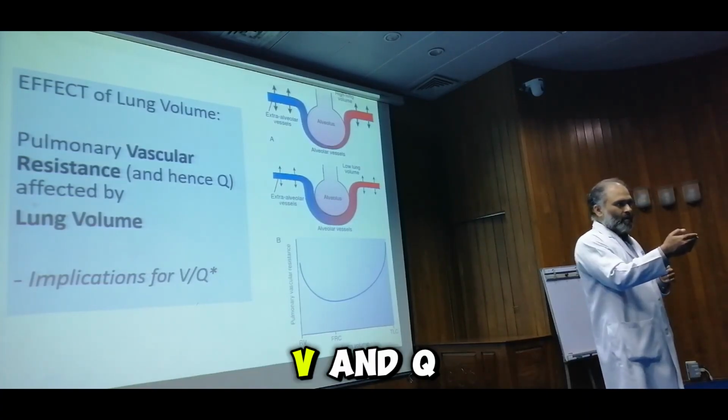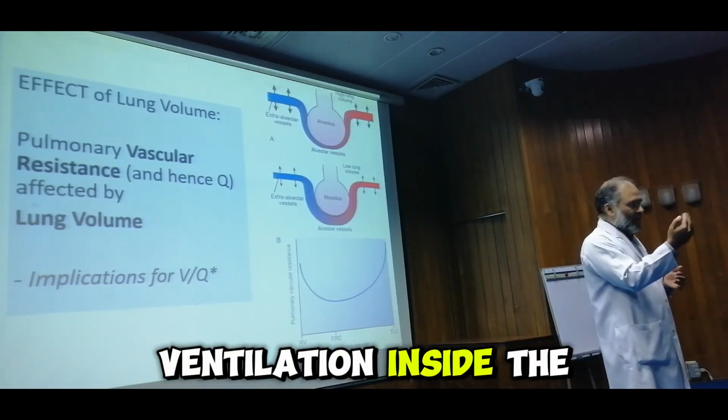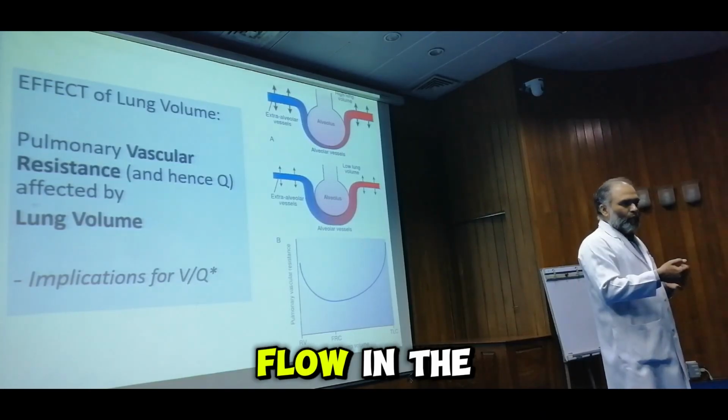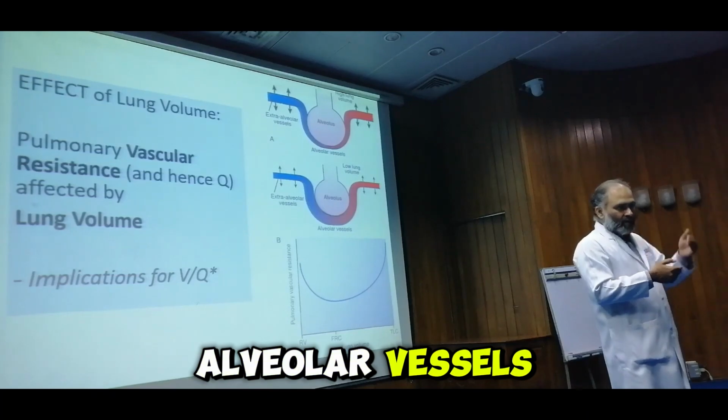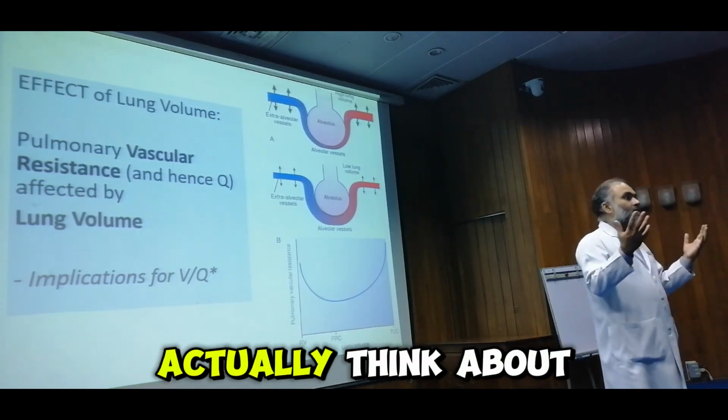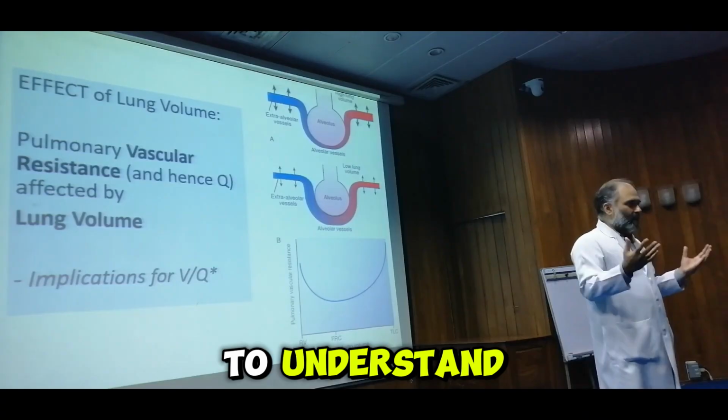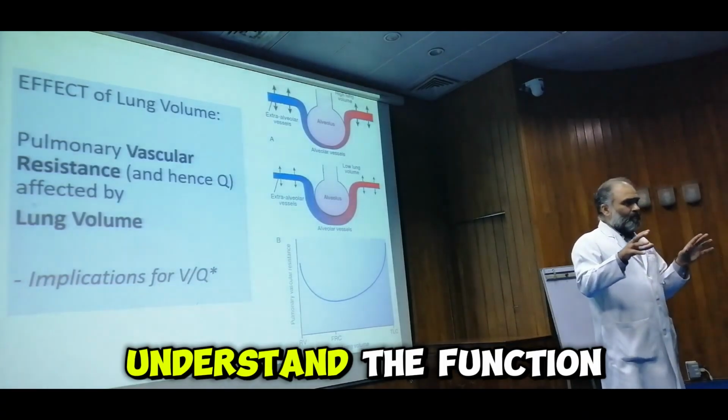V and Q. V is ventilation inside the alveolus. Q is blood flow in the alveolar vessels. These two are the parameters to think about, to understand. Then you will understand the function of the lung.